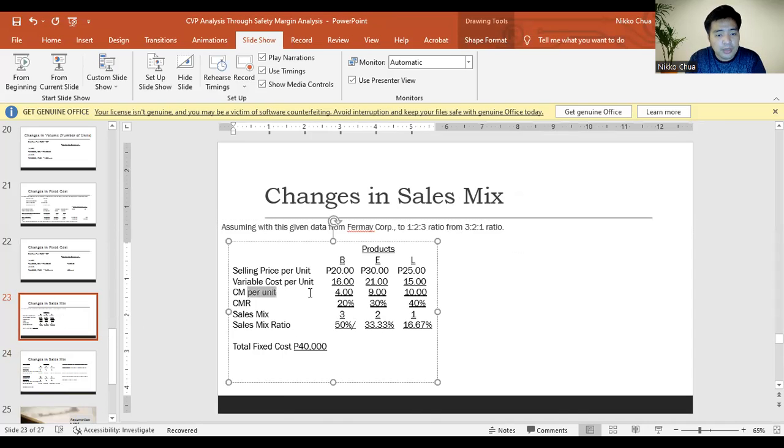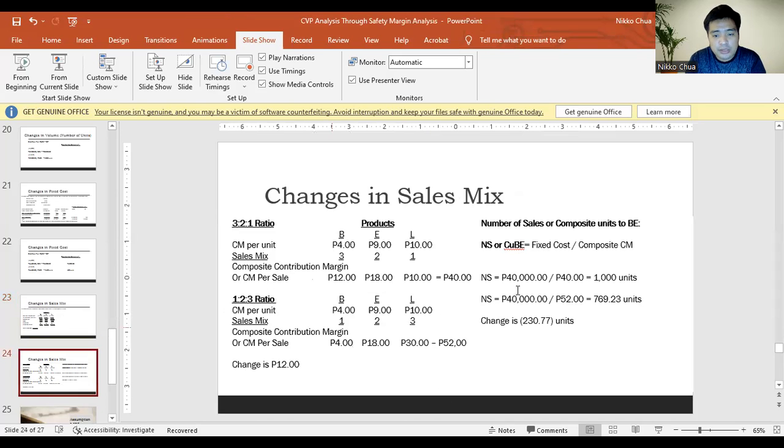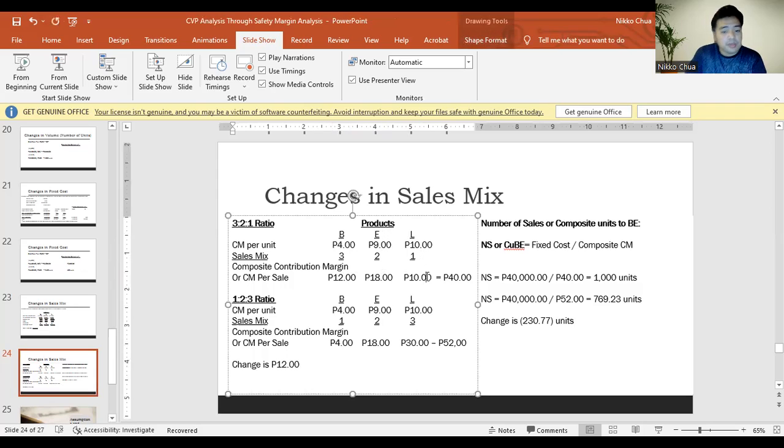Ang per unit nito at ito. So we will have this 3 to 1 ratio, that is 4 peso times 3, that is 12 peso per sale. Sa E naman is 9 peso times 2, that is 18. Then 10 peso times 1, that is 10, equals to 40 sa original.